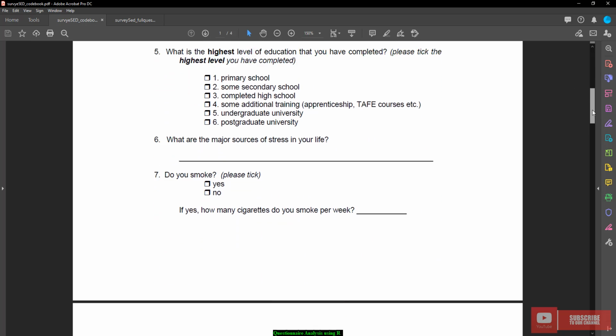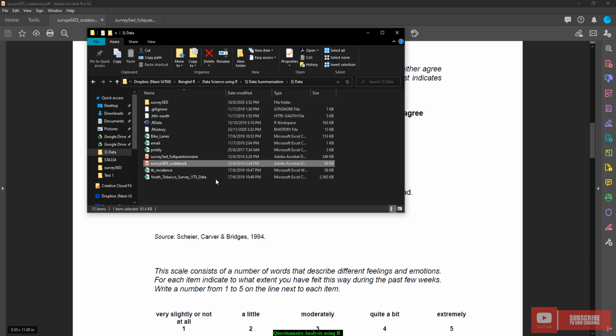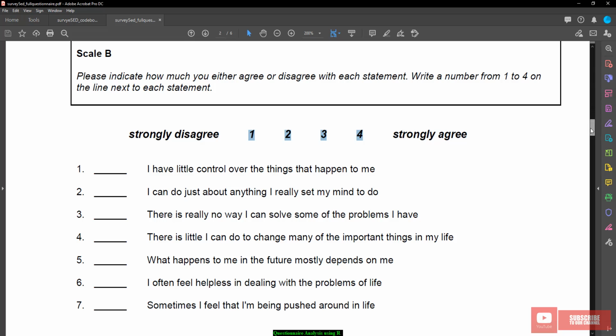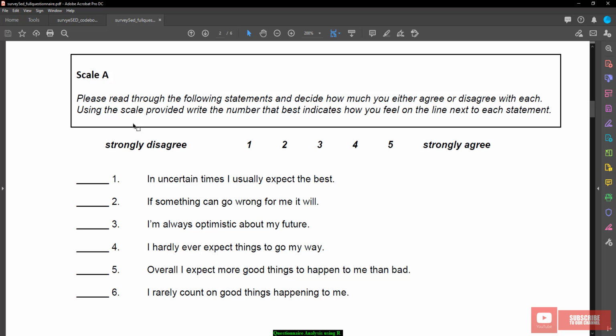Right. Now, in this questionnaire data set, they have a set of sections. If we click on survey 5 edition full questionnaire, you will get the full questionnaire. So this is the full questionnaire. Scale A. So this is the question, right? It gives the scale of measurement 1, 2, 3, 4, 5. So what does it expect the respondent to fill in?